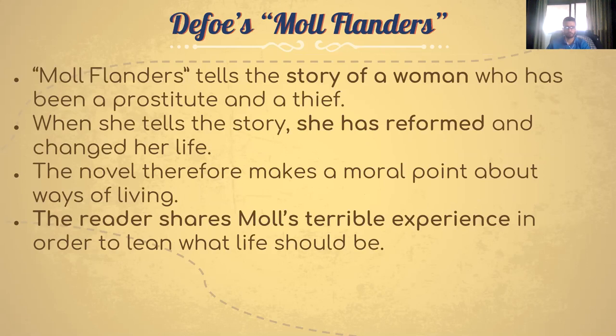There's another novel by Defoe, which is Moll Flanders, a story of a woman. Now he's talking about a woman who has been a prostitute and a thief. But the story, again, uses the first person narrator, I. She tells the story when she has reformed, when she became a good person. She's no longer a prostitute. She's no longer a thief. Now she's telling the story from her point of view, when she has reformed and changed her life. She became a better person.